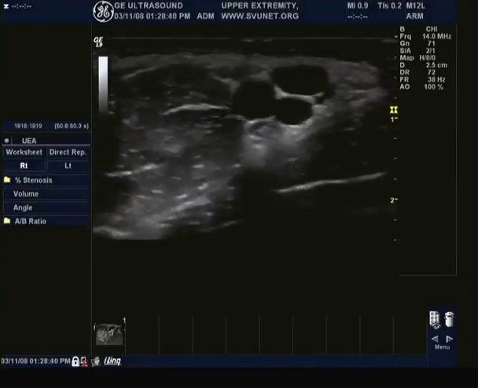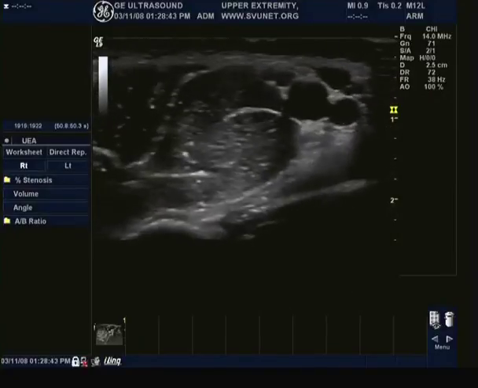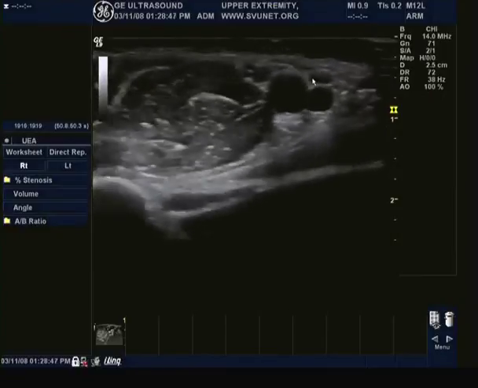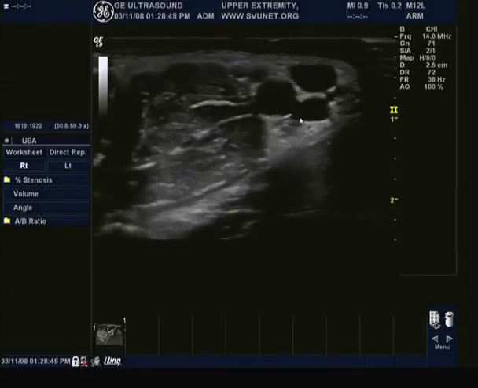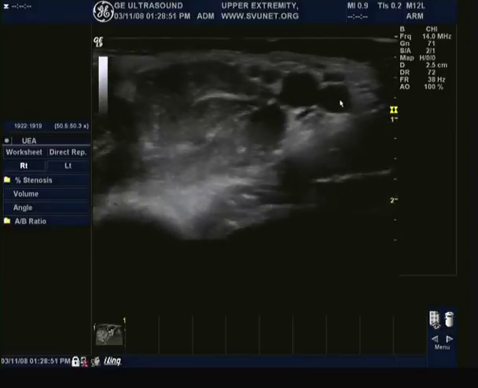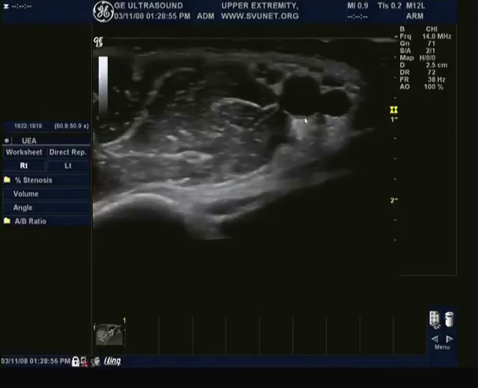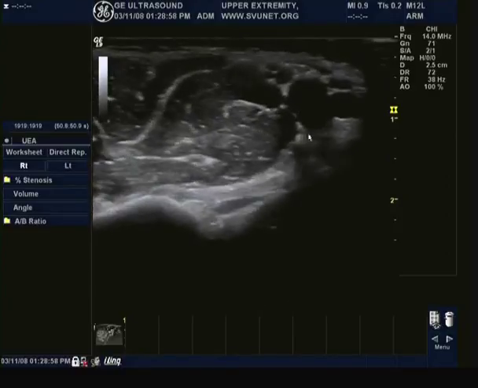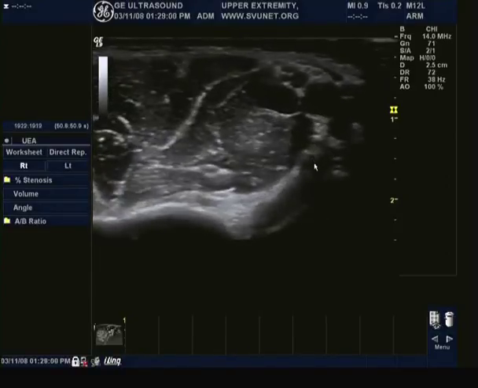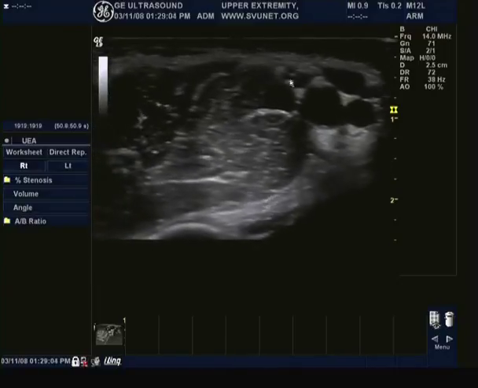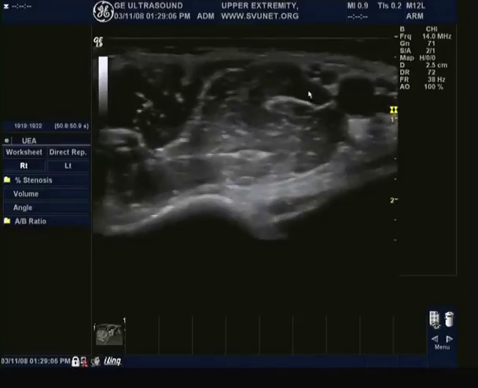Right here in the axilla, I'll get the pointer on here, we see a vein right here collapsing, and we see another vein here, and we see an artery. As I start to scan down a little bit, I see the artery give off a branch that most likely is the deep brachial artery, this being the brachial artery itself. We can see a nerve bundle right in this region that doesn't collapse at all.